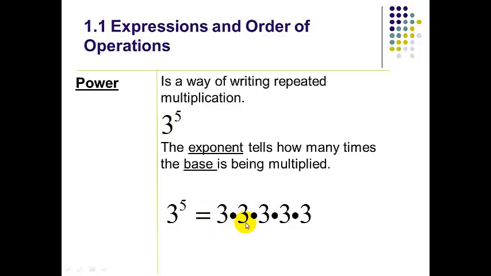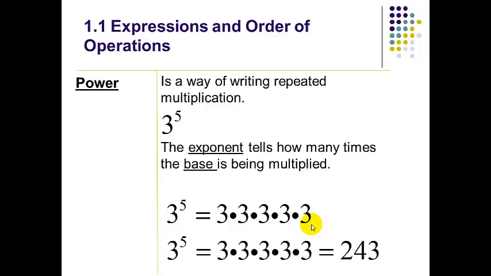3 times 3. Take your answer, times it by 3 again. Take that answer, times it by 3. Take that answer, times it by 3. And you should get 243. Again, if you didn't, it's okay. Please, just whatever you do, don't get 15. Because remember, this little guy right here, he's so special. He got raised up. So it's 3 times 3 times 3 times 3 times 3. Not 3 times 5. No, no, no, no, no.